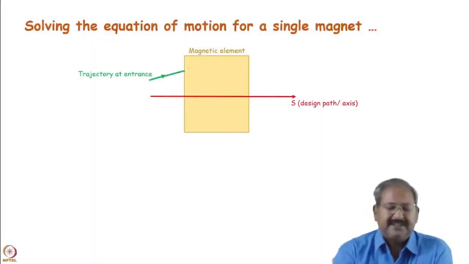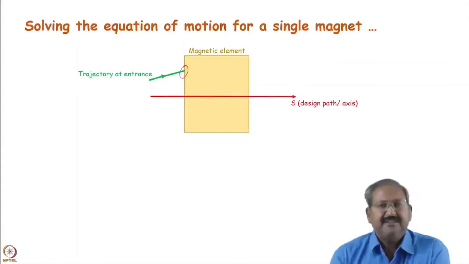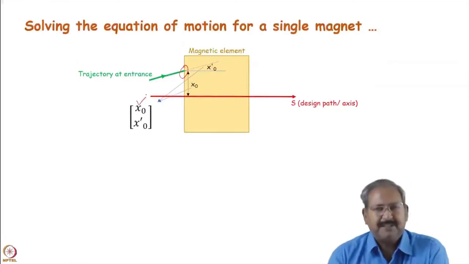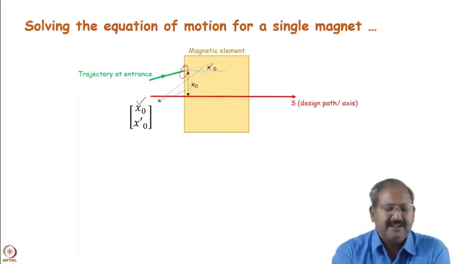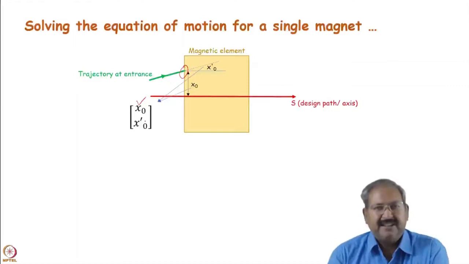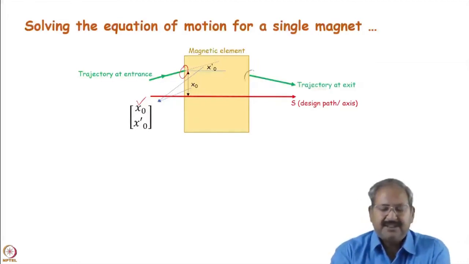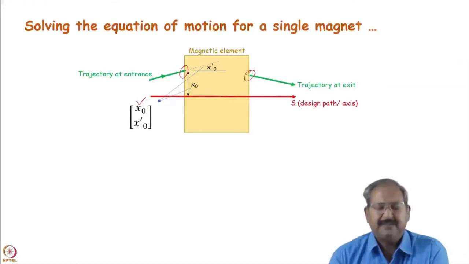Now suppose a trajectory is entering here, and the coordinates of this particle or trajectory are designated by the column vector. This is x0. x0 shows the displacement with respect to the design axis at the entrance of the magnet, and x'0 is the angle made by the trajectory at the entrance of the magnet with respect to the design trajectory. And suppose the trajectory exits from here, from this magnet.